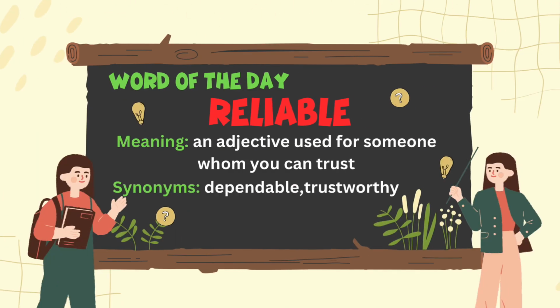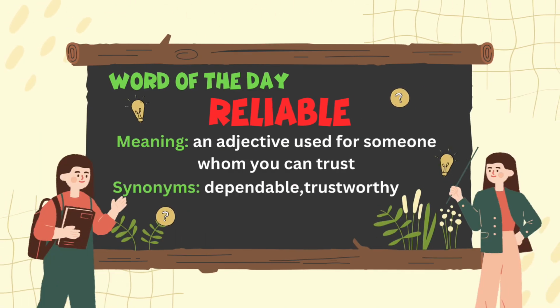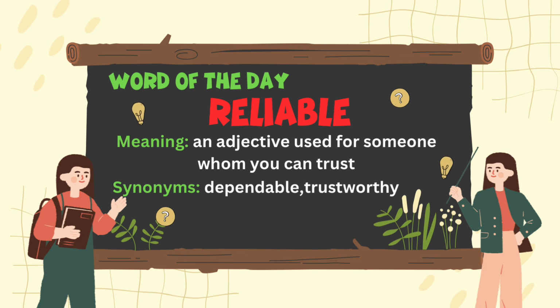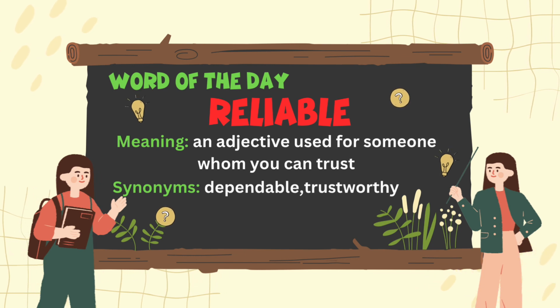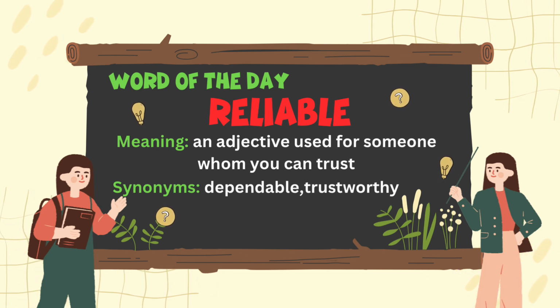In today's video, we learned two new words, that is, reliable and tempted. The word reliable is an adjective used for someone whom you can trust. For example, Rumi is the most reliable person I have ever met. Some words that can replace reliable are dependable or trustworthy.